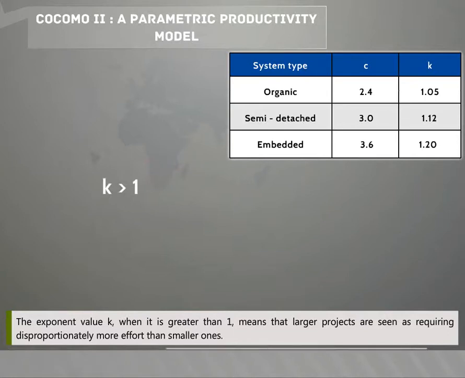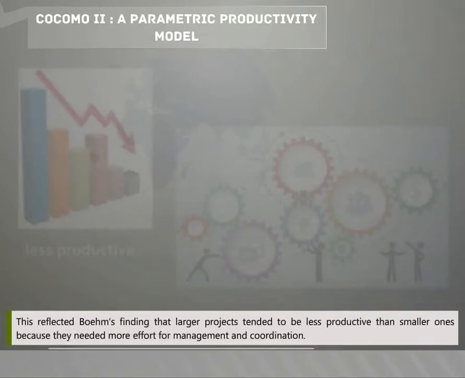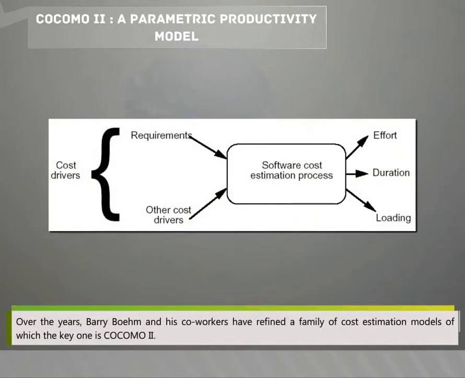The exponent value k, when it is greater than 1, means that larger projects are seen as requiring disproportionately more effort than the smaller ones. This reflected Boehm's finding that larger projects tended to be less productive than smaller ones because they needed more effort for management and coordination. Over the years, Barry Boehm and his co-workers have refined a family of cost estimation models, of which the key one is COCOMO 2.